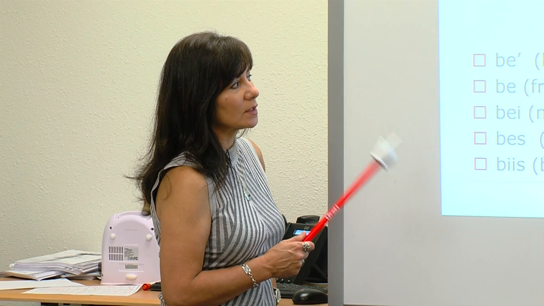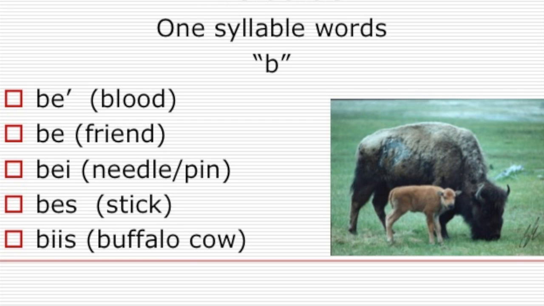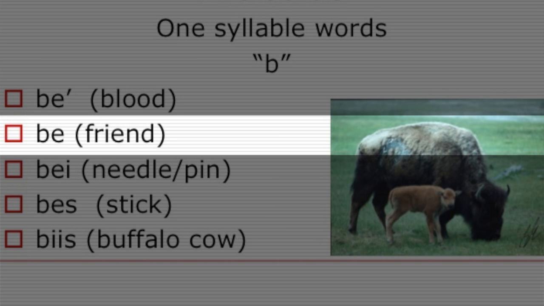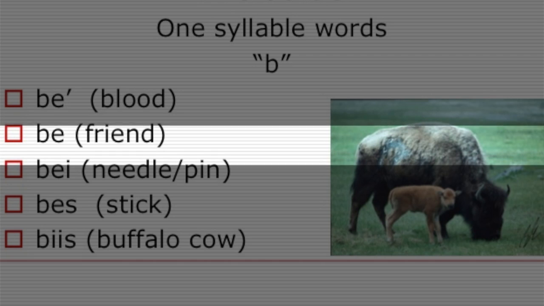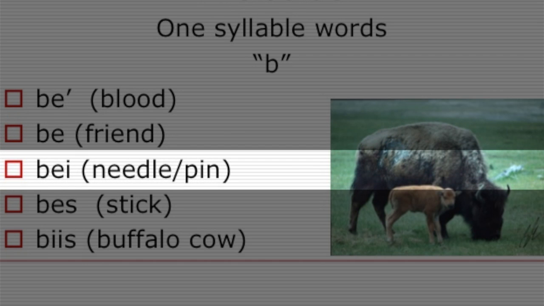Let's practice some one-syllable words that start with B. We've heard this one. Bet. Yeah, you just don't have that glottal stop. It means friend. Okay. A needle or a pin? E-I, long A sound, E-I.